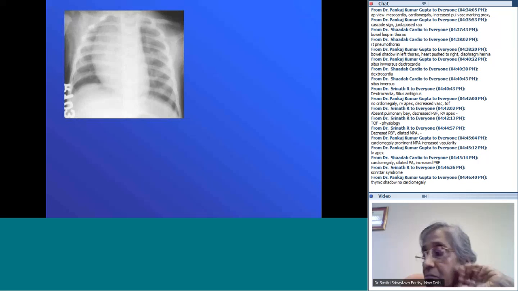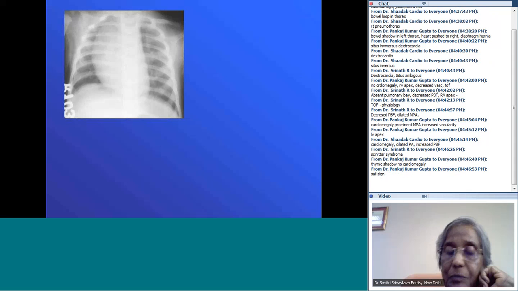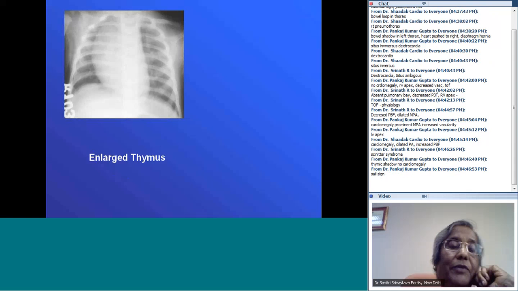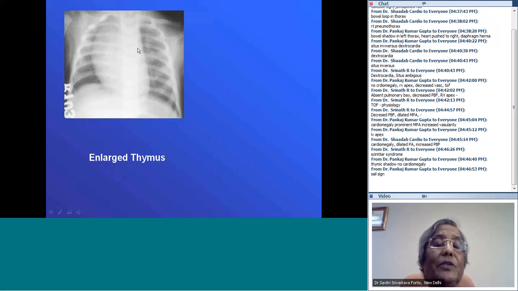Dr. Pankaj is absolutely correct. This is a very, very typical example. This all is thymus, actually. There is no cardiomegaly. And this patient was referred for echo for a cardiomegaly query. But the X-ray gives you the diagnosis. The echo is not even needed.